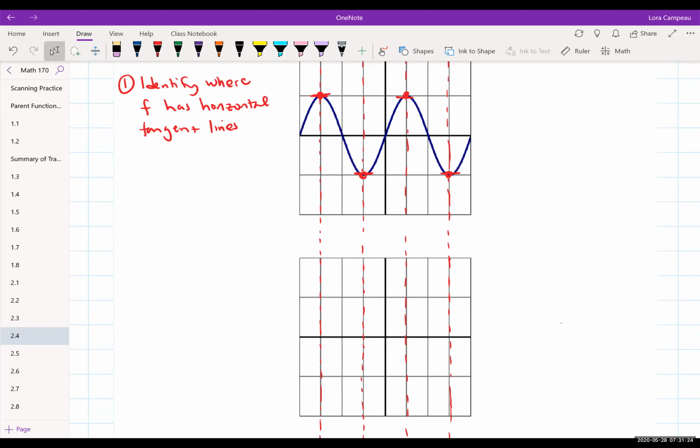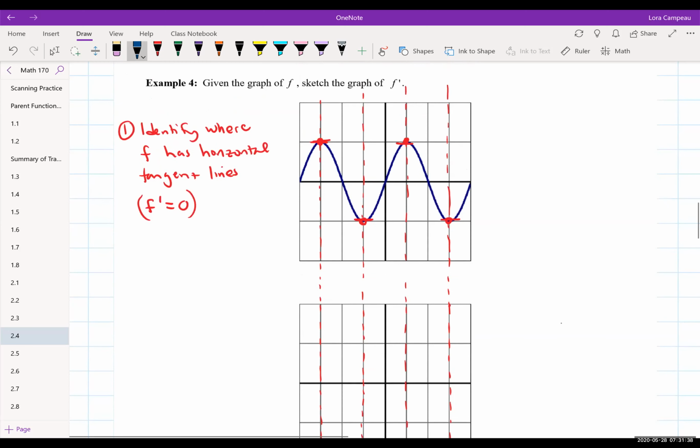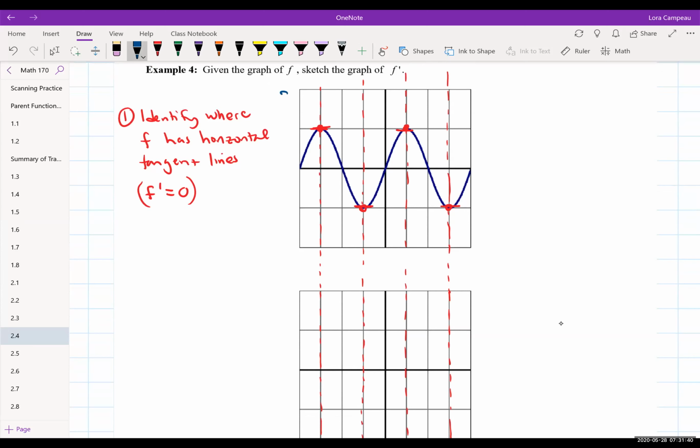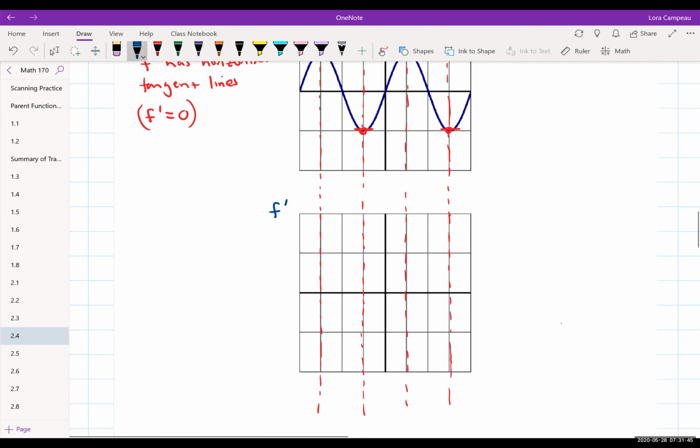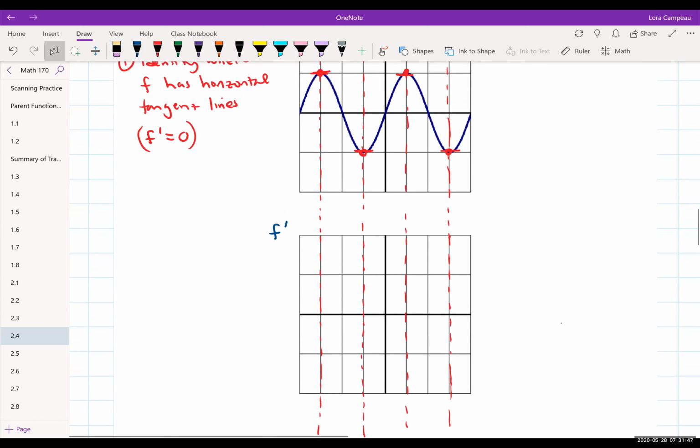Now remember, when your function has horizontal tangent lines, that means the slope, or the derivative, is equal to 0. So when we mark what our derivative graph is, if this is the graph of f, and this is the graph of the derivative, that means that everywhere we saw a horizontal tangent line, we should be intersecting the x-axis. So I have a few of those. I mark where those are.